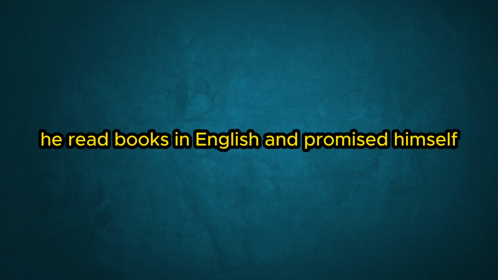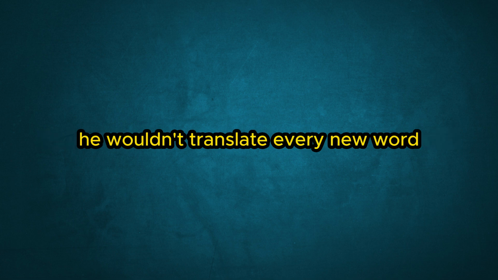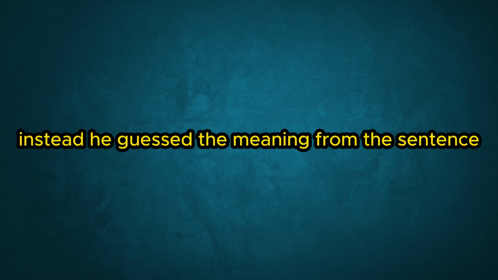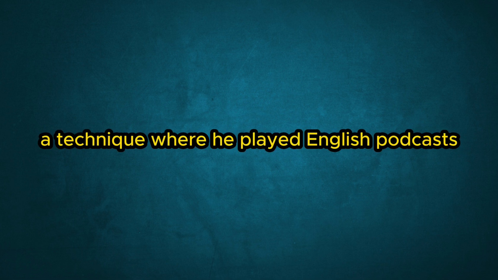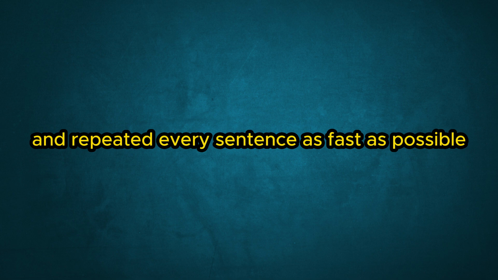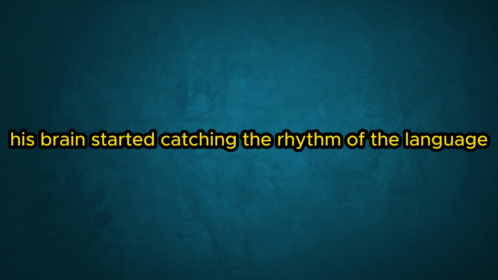Excited, James wanted to speed up his progress. He read books in English and promised himself he wouldn't translate every new word. Instead, he guessed the meaning from the sentence. At first, it was frustrating, but soon he realized that his reading speed was improving. He also tried shadowing, a technique where he played English podcasts and repeated every sentence as fast as possible. It felt awkward at first, but after a few weeks, his brain started catching the rhythm of the language.